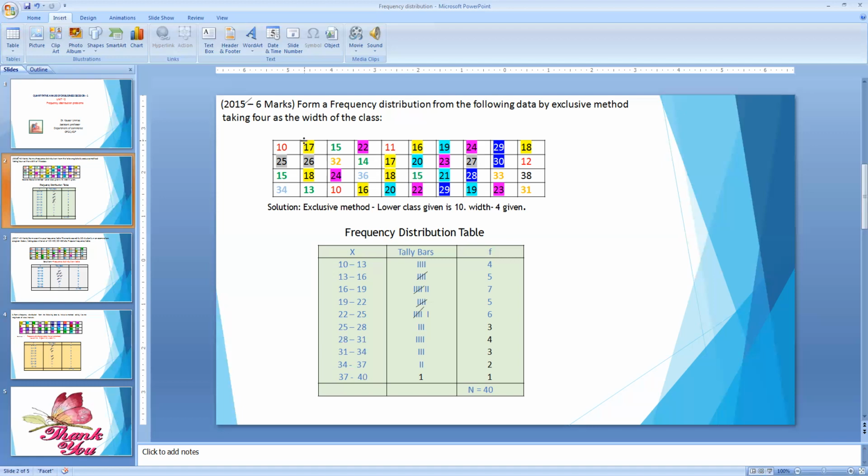So the range which is falling in the second class level 13, 14, 15 up to 15, we have counted how many numbers, it is 5. See, after marking these 4 vertical bars, for the fifth one we should go for a forward slash. That will become 5. A group of 5 is represented with the help of a forward slash like this.